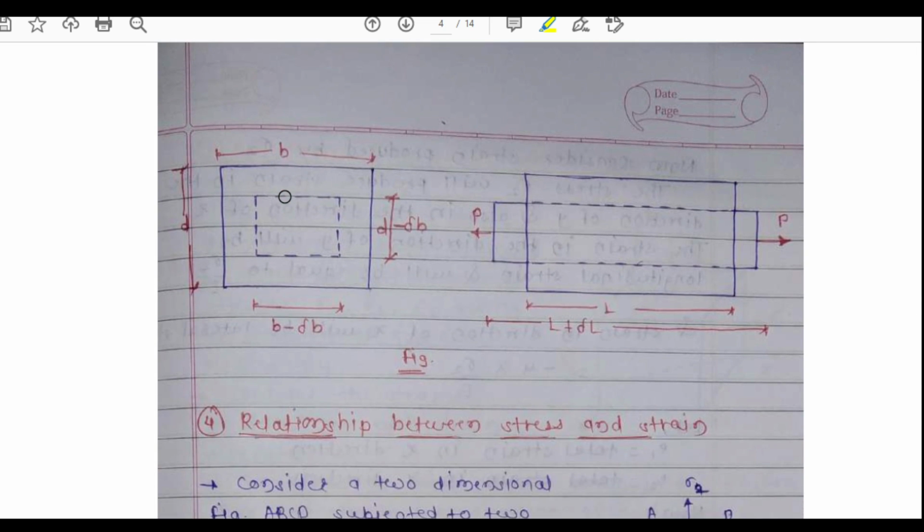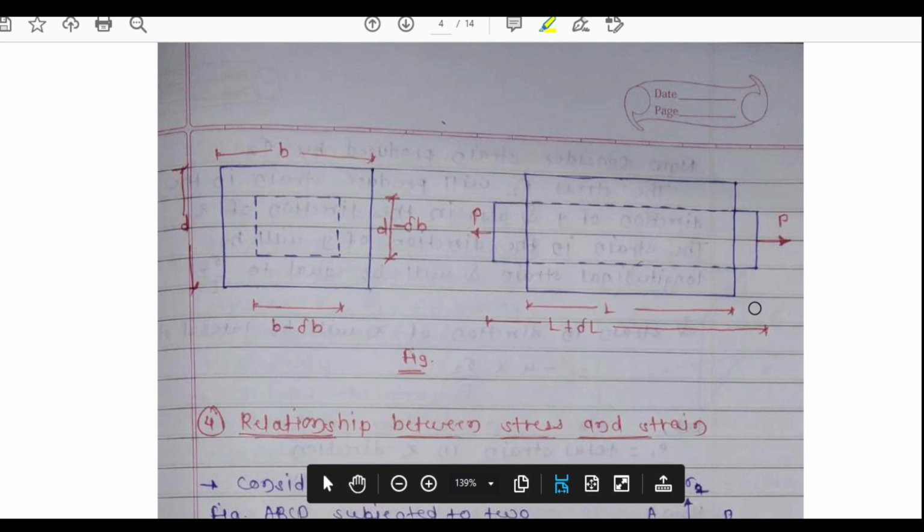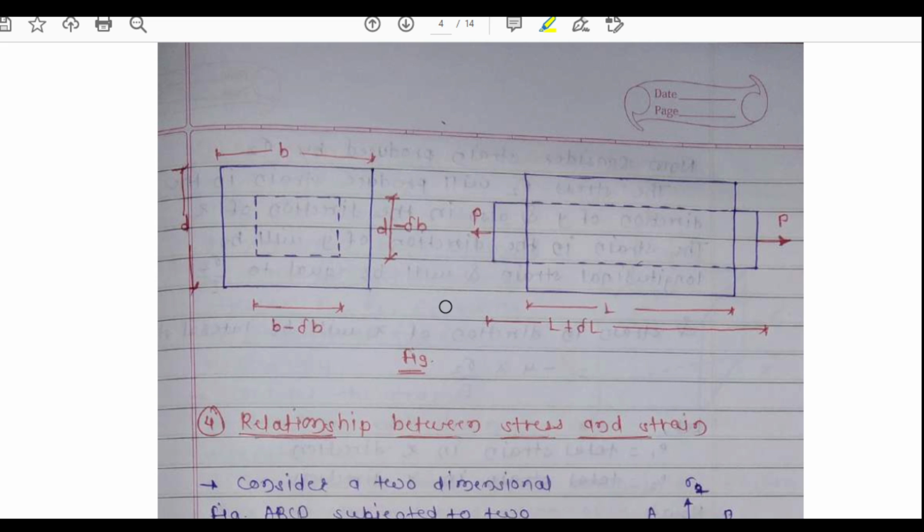Look at this diagram. There is a rectangular block having the dimensions d and b. Here the breadth is b and depth is d, and the overall length of this rectangle is L. Now this is subjected to an axial tensile load P. This is your axial tensile load P.